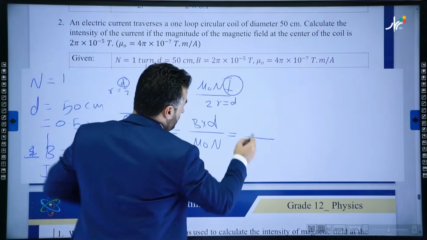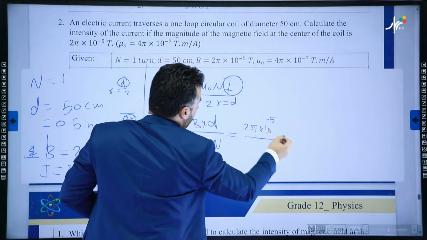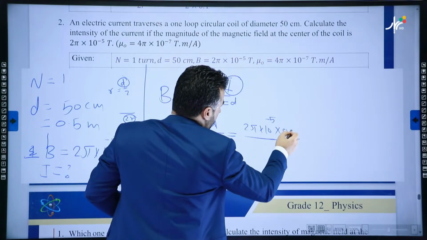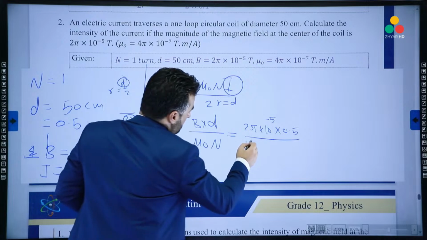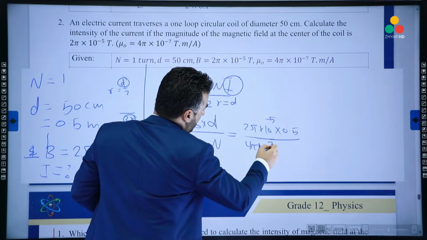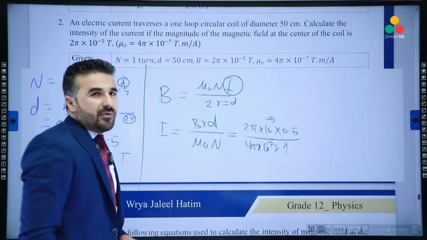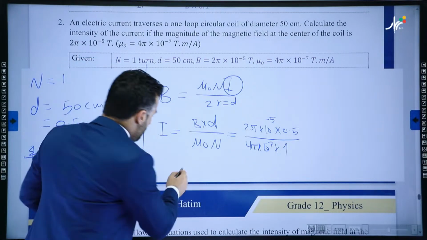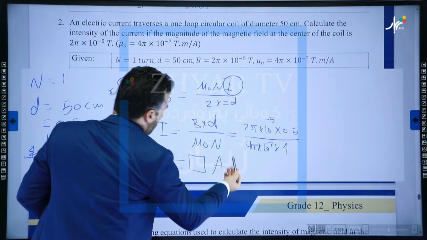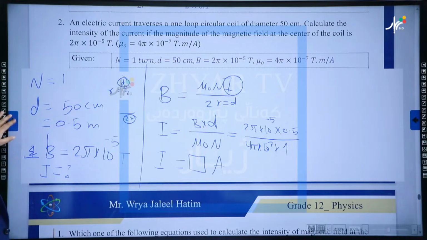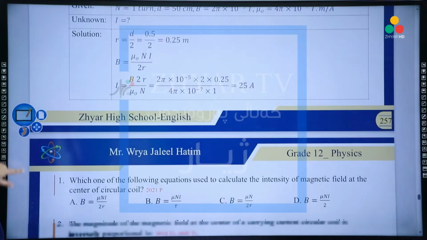So B is equal to 2 pi times 10 to the power negative 5. What about the diameter? We said convert it to meters, so it is 0.5, correct? Yes. Mu naught is basically 4 pi times 10 to the power negative 7, and then multiply by the number of turns, which is only 1 because it is a single loop. And of course, do the math, okay? I equals this much current, or ampere, and here we go. This would be the answer, which is 25 amperes.